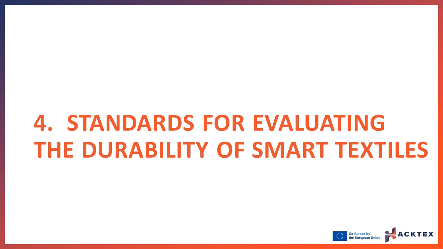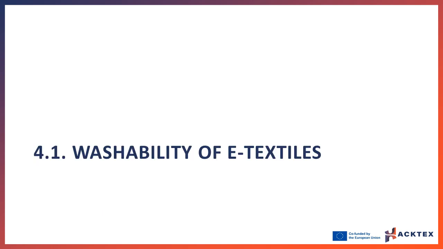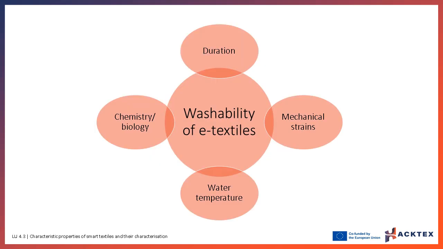Chapter 4. Standards for evaluating the durability of smart textiles. Washability of e-textiles. One of the main requirements for e-textile products, and a reason why they have yet to succeed in entering the markets, is washability: the capacity to withstand washing cycles without damage to the electronic circuits, the electrical characteristics, and maintain full functionality of the products, integrity and appearance. The effect of the washing process on the smart products depends on 4 factors: duration of the washing process, mechanical strains, water temperature, and chemistry and biology.